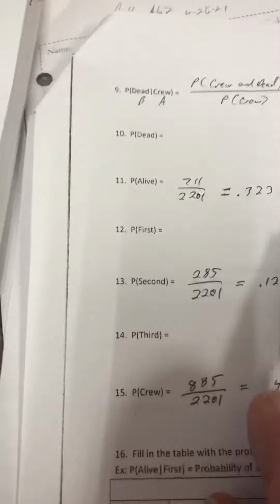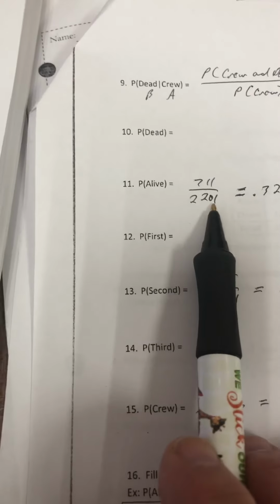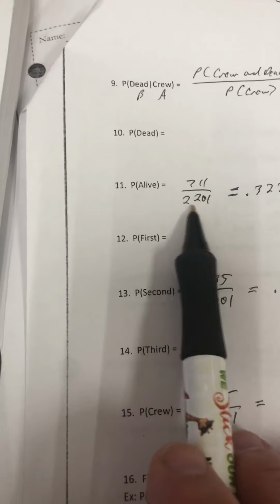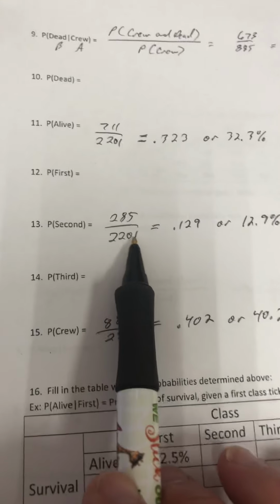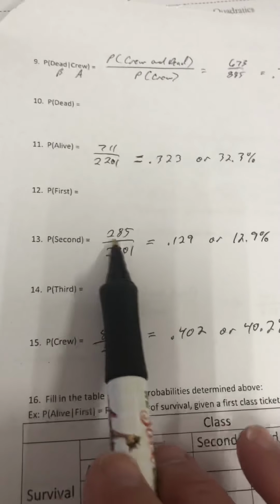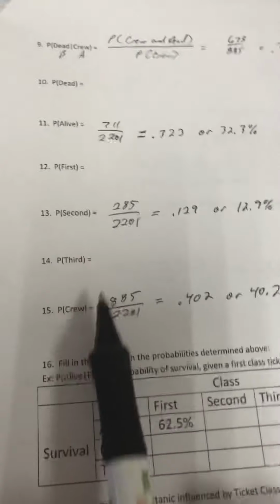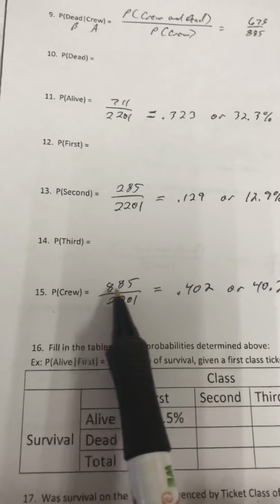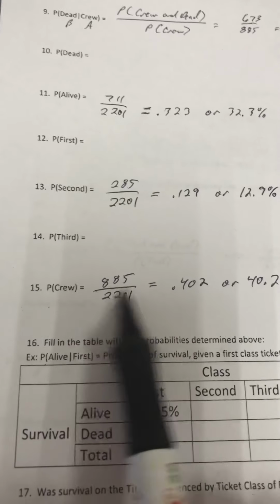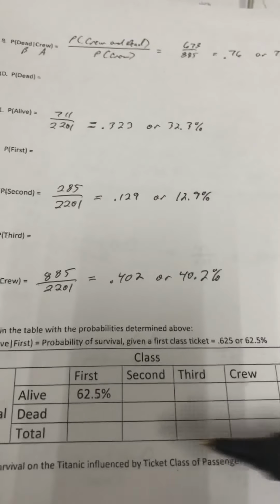Okay, then we just look for the totals, and so alive out of the total number that were on the ship, 2,201. So 711 over 2,201 is 0.323 or 32.3%. Second, you do first. Second was 285 over the 2,201, or 12.9%. You do the third, and crew, hopefully you're pausing this as I'm going through this. Crew total was 885 over the total number of people in all, 2,201, or 40.2%.